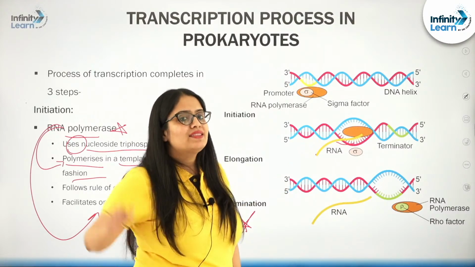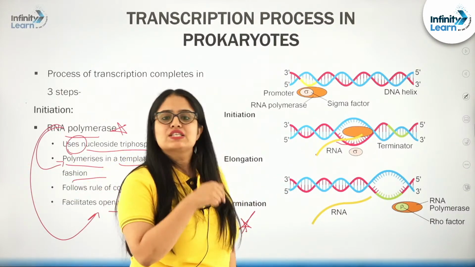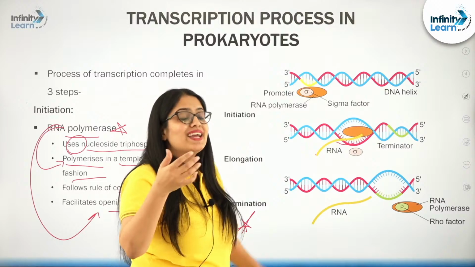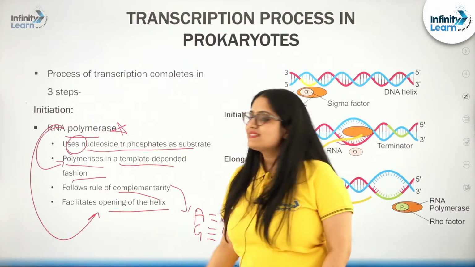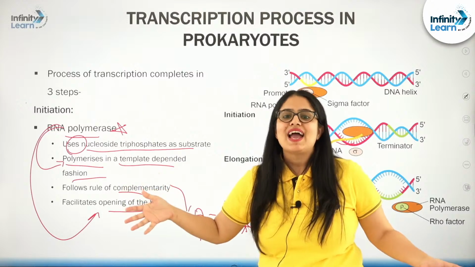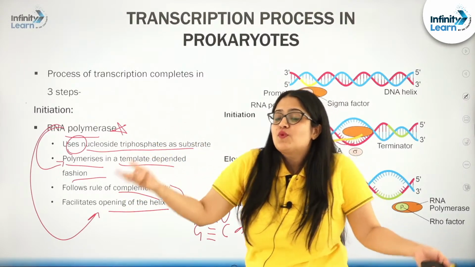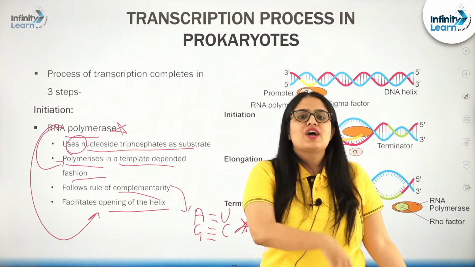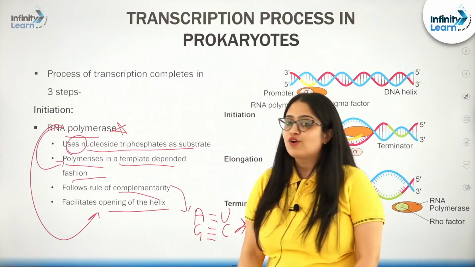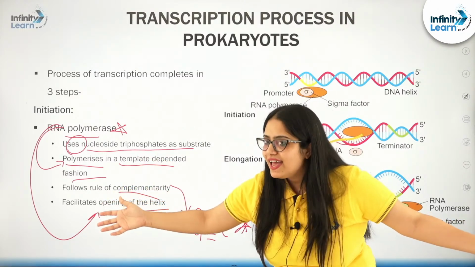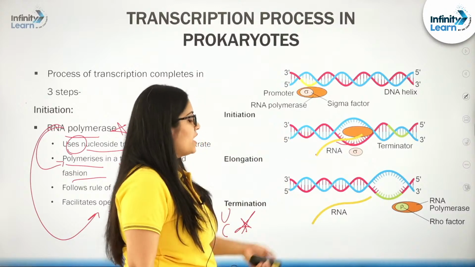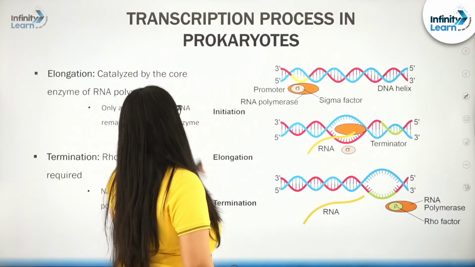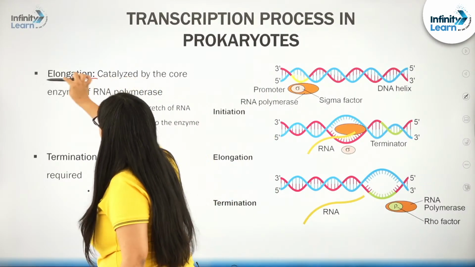But unlike the replication process, in the transcription process, who will do it? It is RNA polymerase itself. RNA polymerase itself will do the opening as well. So, RNA polymerase is responsible for elongation, and RNA polymerase is also responsible for opening the helix for the transcription process. See here.